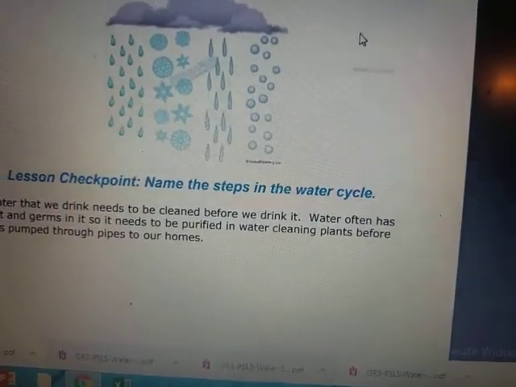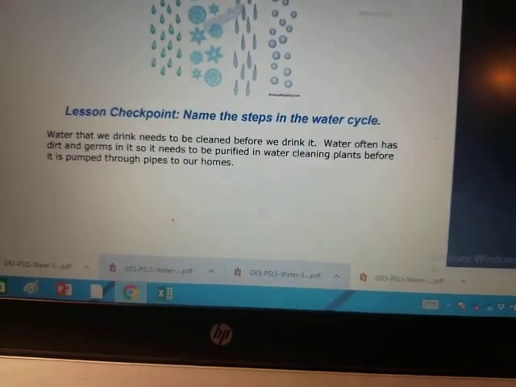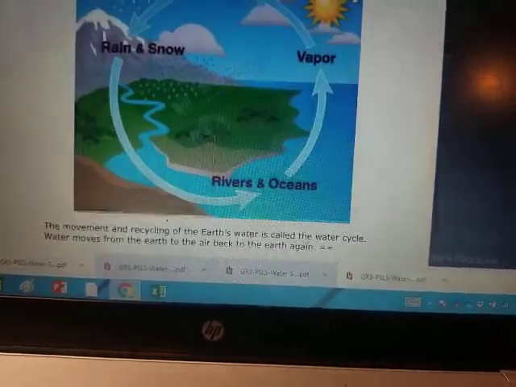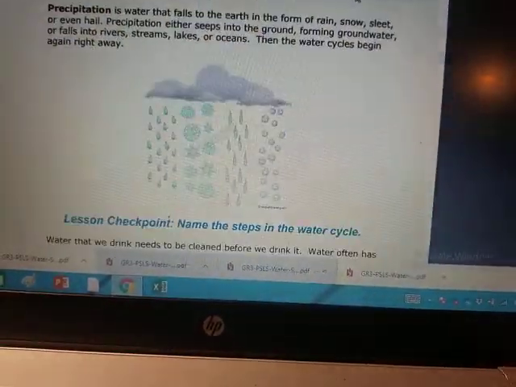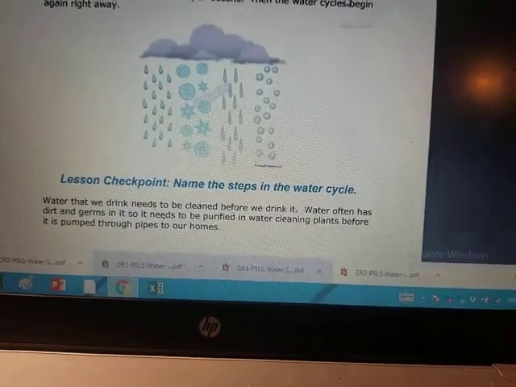Name the steps in the water cycle. Okay, if you look at that picture from before, comment below and tell me what are the steps in the water cycle.